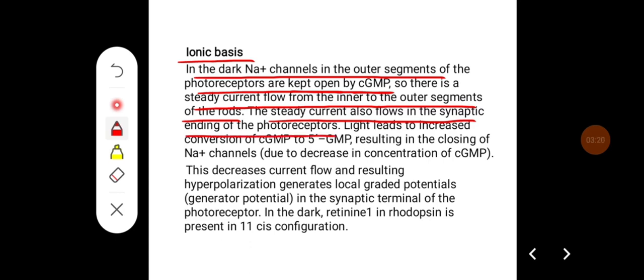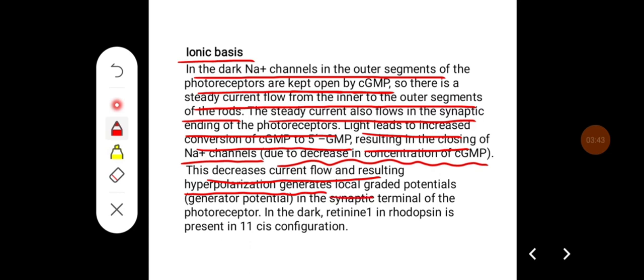So when light falls, it leads to the increased conversion of cyclic GMP into 5-GMP, resulting in the closing of sodium channels. That occurs because of the decrease in the concentration of cyclic GMP. So this decreases current flow, resulting in hyperpolarization, which generates a local graded potential, that is, the generator potential, in the synaptic terminal of the photoreceptors.